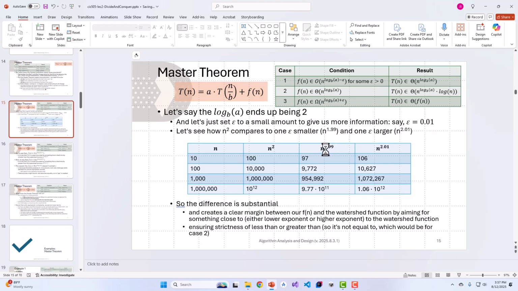So let's see what happens. You've got n to the power 1.99. You'll notice that even for size 10, we can start seeing a difference. The n to the power 1.99, which is an epsilon less than n squared, is only 97. And for an epsilon greater than n squared, it is 106. But as this gets bigger, like up to 1,000,000, you can see the difference is quite substantial. So basically this little extra that we're getting, the 6 over here and the 3 here, and then a couple hundred here, and then like 627 here, 72,000 here, and like 45,008 over here.